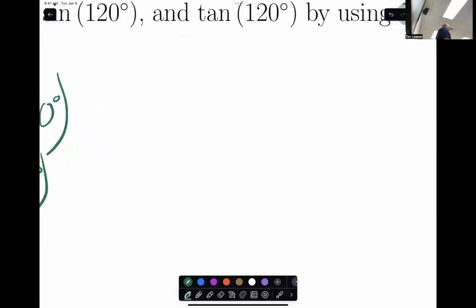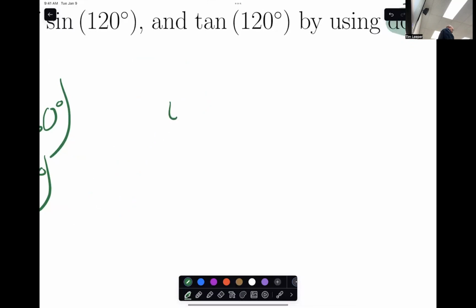So let's do it now with tangent of 120 degrees. By the way, just out of curiosity, before we actually go through this, can you figure out what the answer is going to be here? What's the reference angle for 120 degrees? 60 degrees, right? What is tangent of 60 degrees? Square root of 3, good.